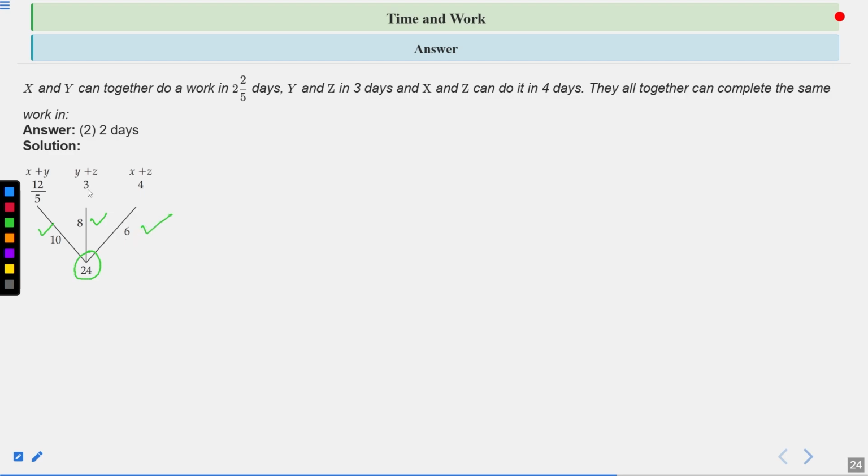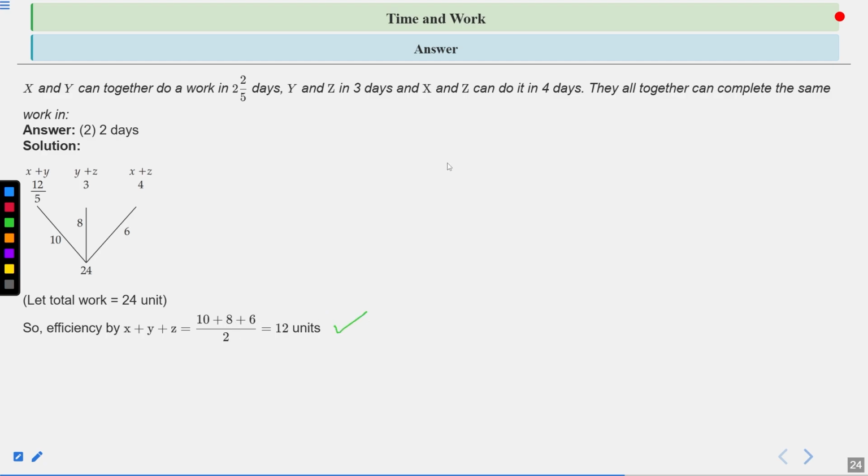Now we can clearly visualize it. We get 2 times the efficiency of X, 2 times the efficiency of Y and 2 times the efficiency of Z when we add all the efficiencies, 10 plus 8 plus 6. So let the total work be 24 units. The combined efficiency of X plus Y plus Z will become 10 plus 8 plus 6 by 2. When we simplify it, we get 12 units.